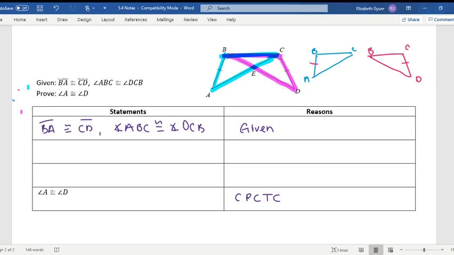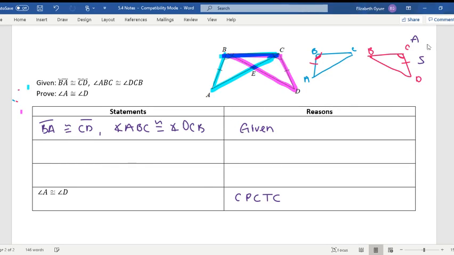BA is congruent to CD. So there's a set of congruent sides. And ABC is congruent to DCB. So we also have a set of congruent angles right here. So we already have a set of congruent sides and a set of congruent angles. We either need another set of sides or another set of angles. Let's finish putting in our freebies though.